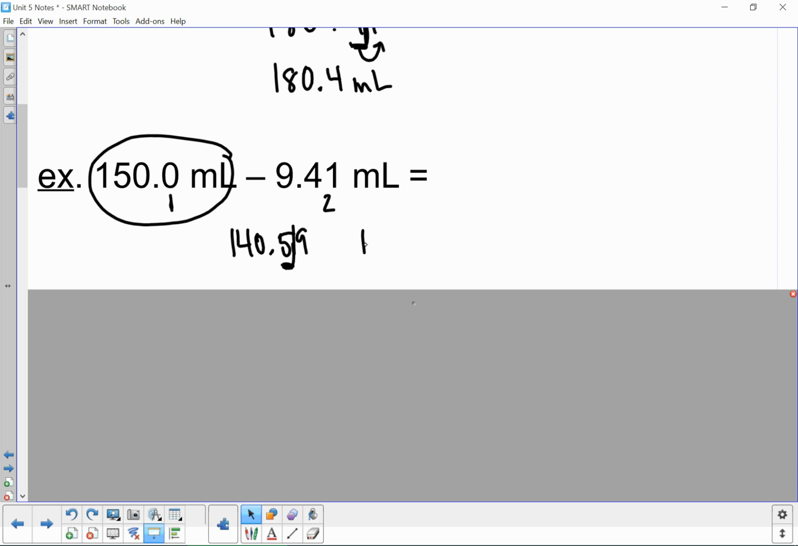So you're going to leave the 140. The only thing that you have to decide is that 5 right there. Should I leave it a 5 or should I round it up to a 6? Look directly behind it. Since there's a 9, it's bigger than a 5. That's going to make your number round up. So instead of 140.59, we're going to round it to 140.6 ml.